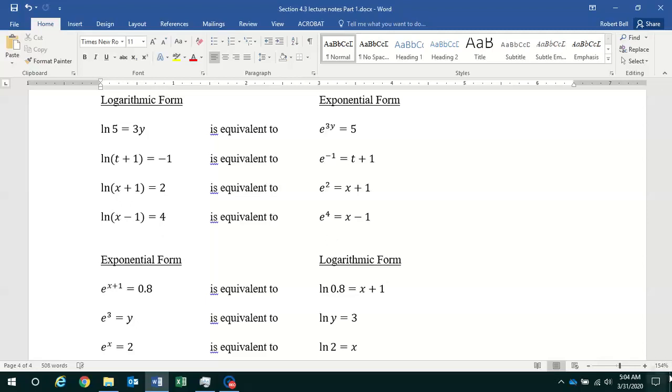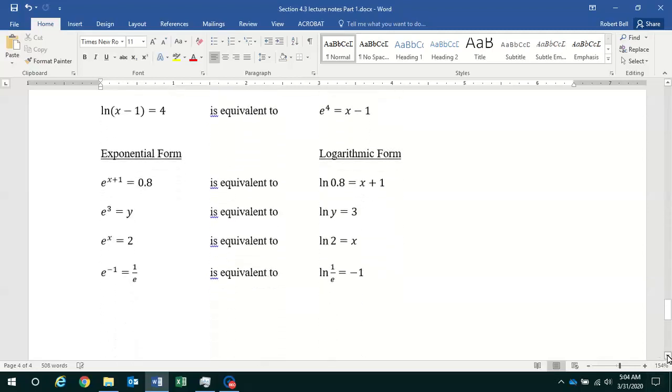And now we can go in reverse order, from exponential form to logarithmic form. So e to the x plus 1 is equal to 0.8. Remember, e is the base, x plus 1 is the exponent. So the exponent x plus 1 is equal to log base e of 0.8. Well, log base e is ln, so natural log of 0.8 is equal to x plus 1. e cubed is equal to y. e is the base, 3 is the exponent. So log base e of y is equal to 3.